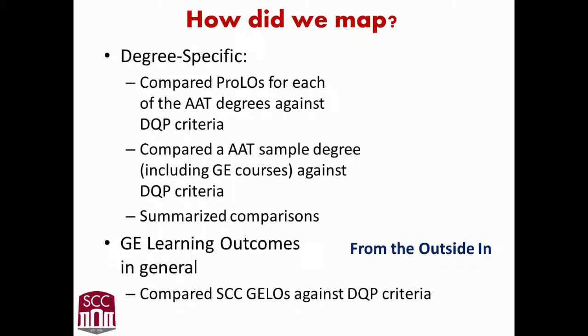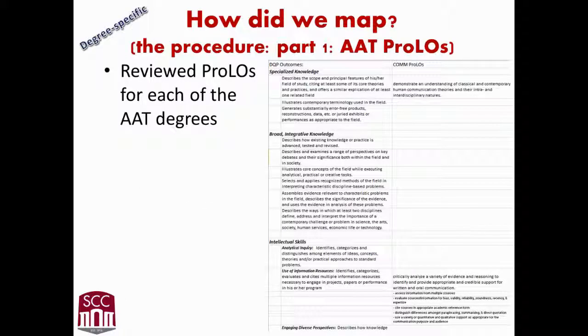Now for the outside in, we looked at our GE learning outcomes in general, comparing our GE learning outcomes against the DQP criteria. So now we'll start from the inside out, which is starting with the degrees.